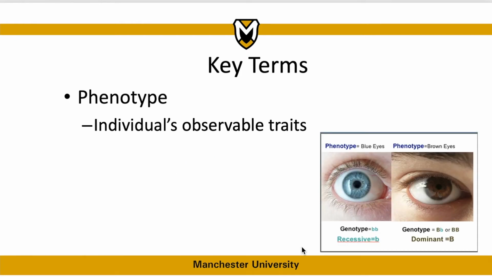And phenotypes are an individual's observable traits. So it would be what you see. For example, eye color, hair color. In this case, let's look at eye color here. So the picture on the left shows blue eyes, and the genotype is little b, and it's recessive for blue eyes, which is the phenotype. And for brown eyes, we have the genotype big B, little b, or big B, and this is dominant. So the phenotype is brown eyes.